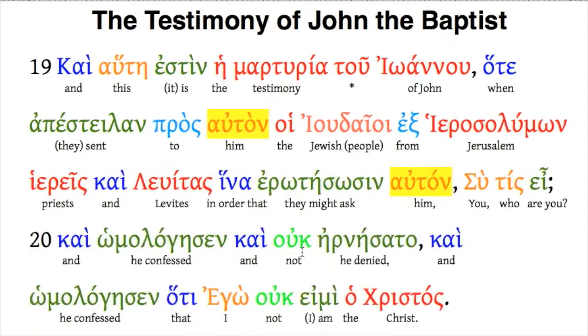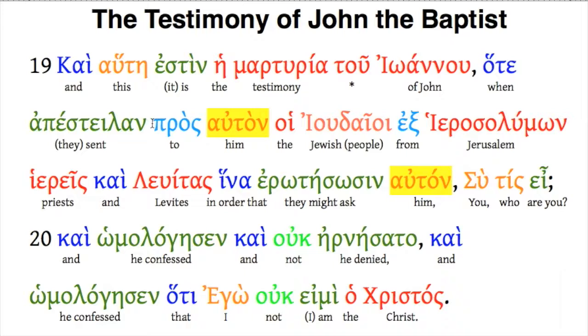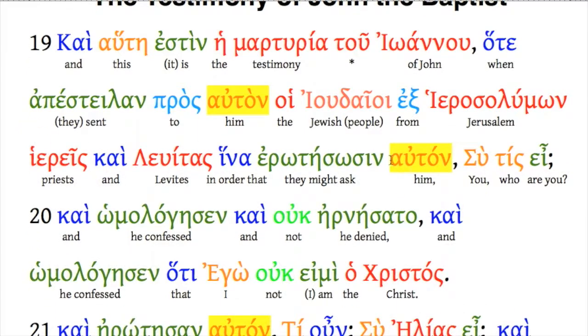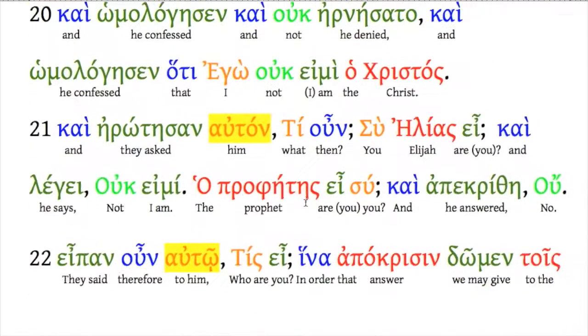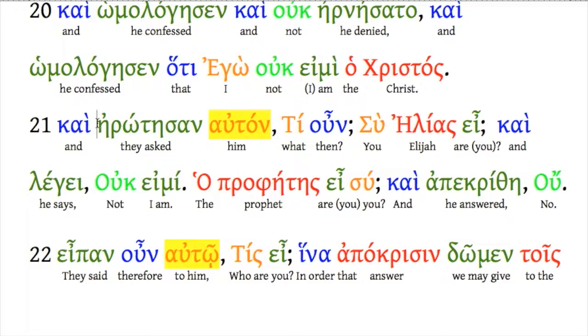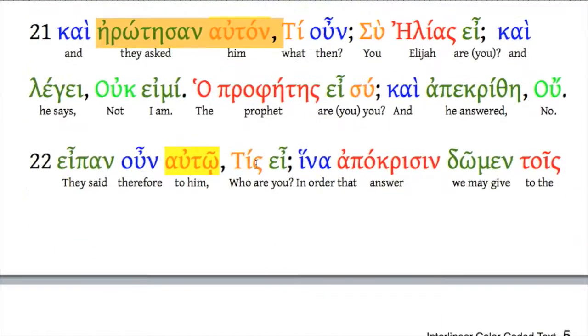I'll just do a few more here. Here we have pros auton, pros, another preposition, right? So we're looking at the case of the object is accusative. Pros with the accusative means him, or I'm sorry, to. There we go. Here we have a nice straightforward accusative. They might ask him. So we have accusative case. Same thing going on here. They asked him. And here they said, therefore, they said, auto, to him.